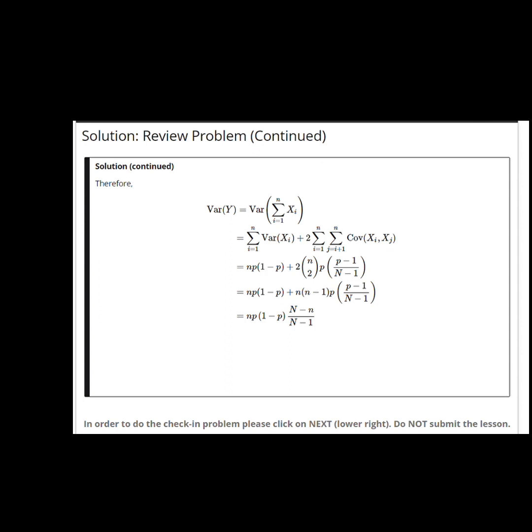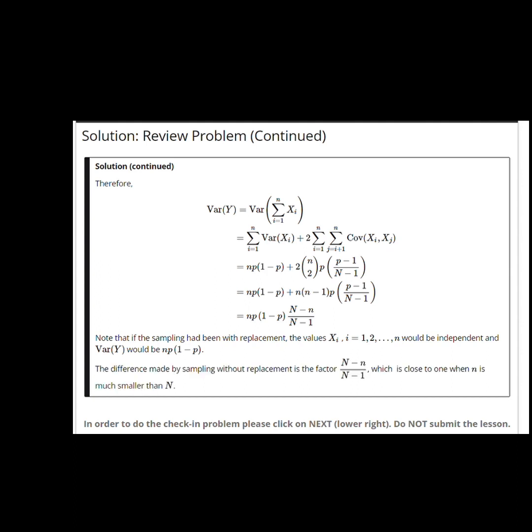The first part of that expression, little n times p times 1 minus p, is familiar because that's the variance of a binomial. If sampling had been carried out with replacement, then those values xi would be independent, and that would deliver the variance of the random variable y, np times 1 minus p.